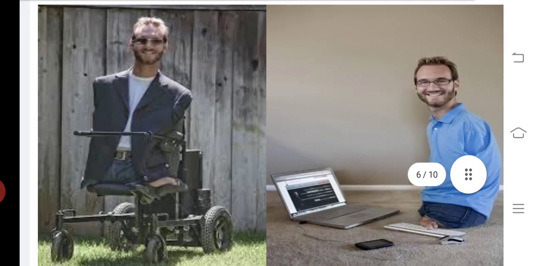Here, these are some photographs. You can see that in the first photograph, Nick was using that electric wheelchair for his mobility, and the second photograph shows how he can type on a computer keyboard with his toes.